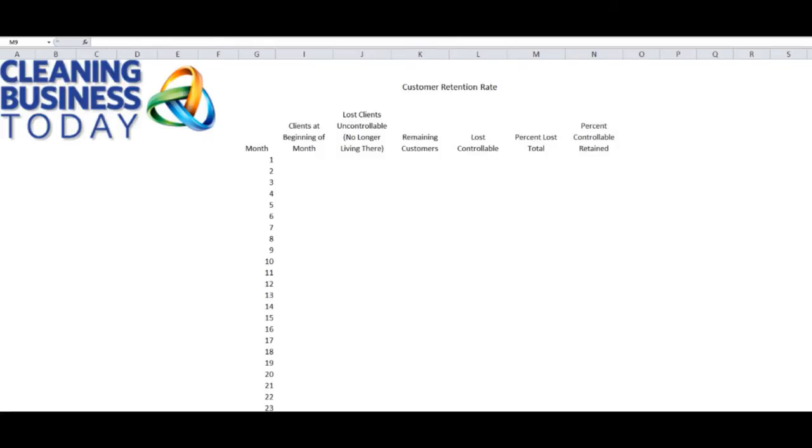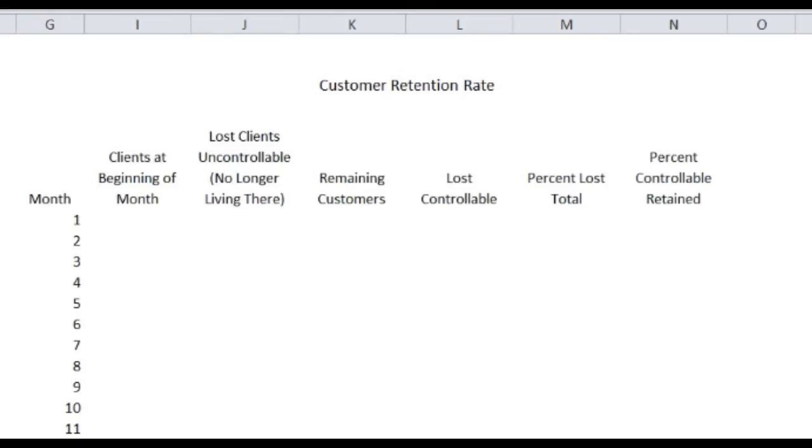For today's KPI tip, we're going to talk about customer retention rate. Anybody that's been in the cleaning business for a while will tell you that it's easier to retain an existing client than it is to go out and try to find a new one. We're going to build an Excel spreadsheet today that shows you how to measure your success in retaining customers on a month-to-month basis.